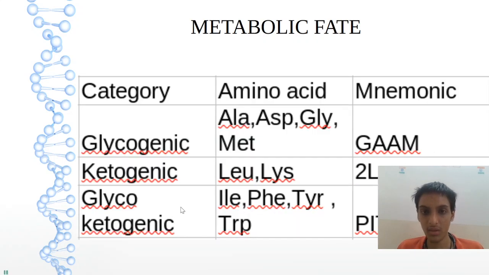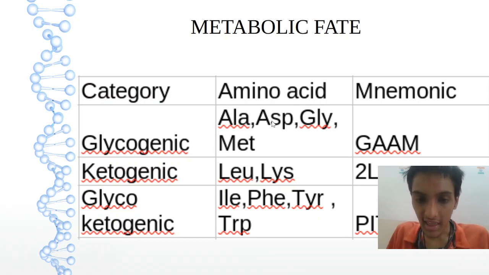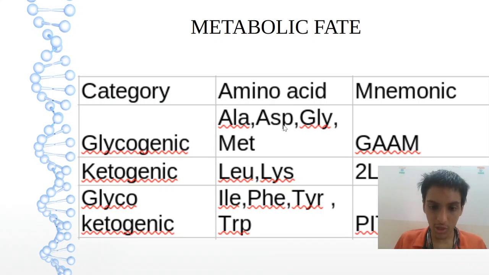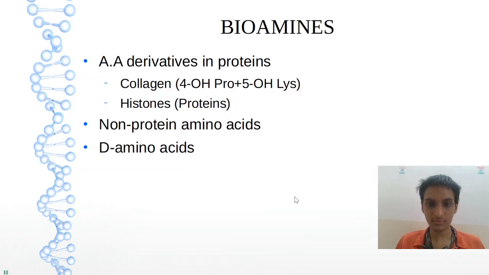Okay. Now based on metabolic fate, we have glycogenic, ketogenic and glycoketogenic. Glycogenic. Alanine, aspartate, glycine and methionine. Ketogenic, we have the leucine and lysine. Glycoketogenic, we have isoleucine and aromatic amino acids, phenylalanine, tyrosine and tryptophan.